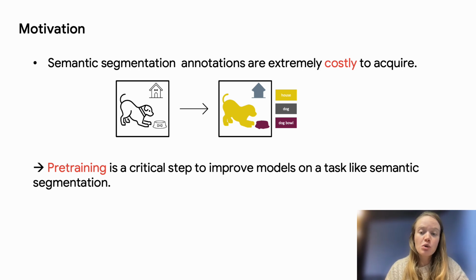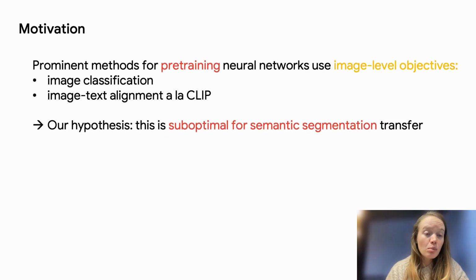So the annotations required for this task are extremely costly to acquire. Hence, pretraining is a critical step to improve models on a task like semantic segmentation. However, the prominent methods for pretraining neural networks use image-level objectives. For example, image classification, as in the standard ImageNet pretraining, or image-text contrastive alignment, as in CLIP.